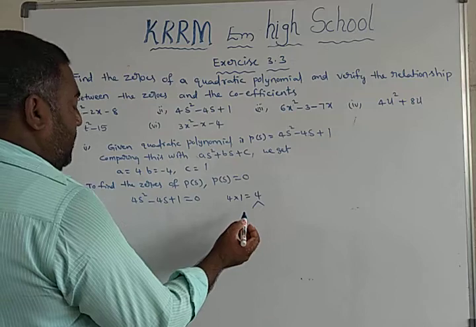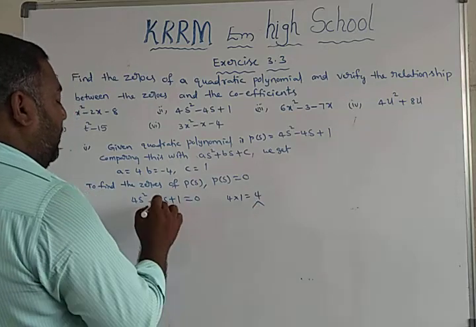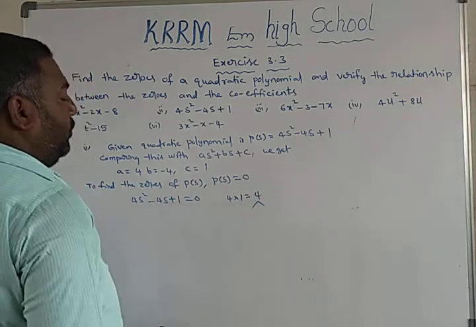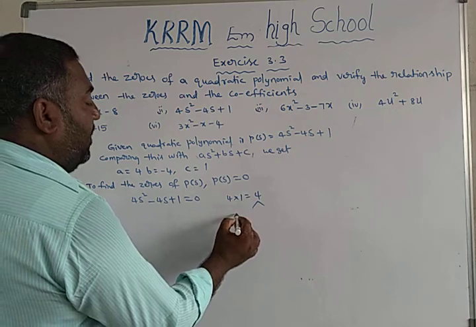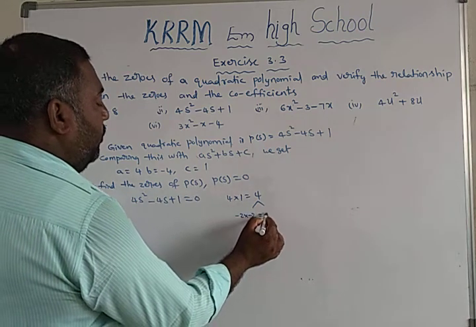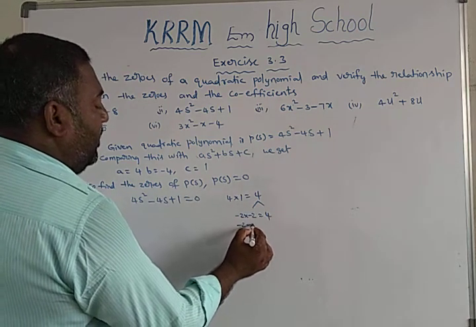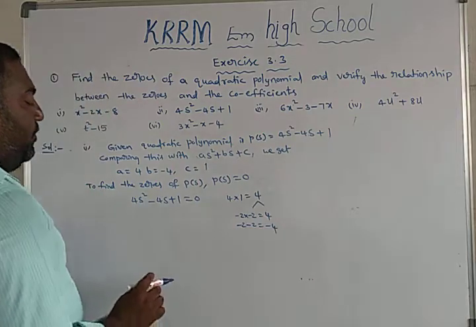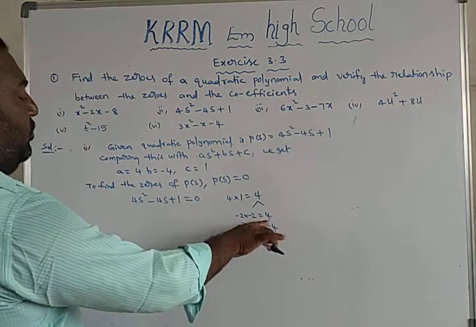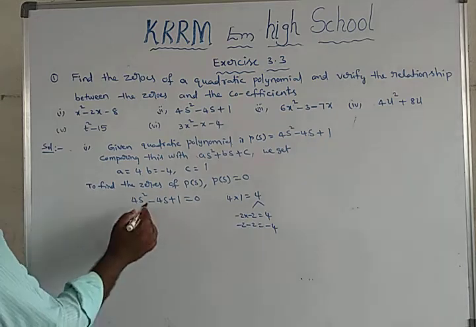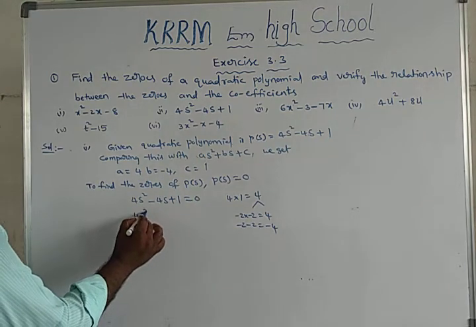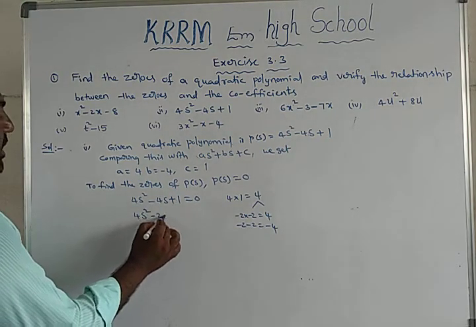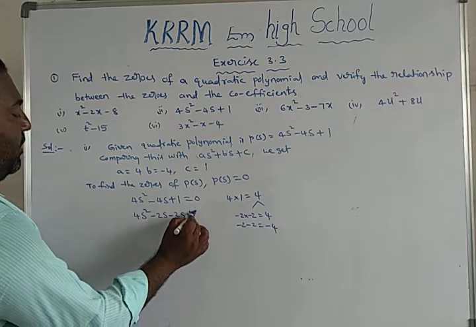How to take? Product is positive and middle term is negative, so we take both factors negative. The factors of 4 are minus 2 into minus 2, which is equal to plus 4, and minus 2 minus 2 is equal to minus 4. So their product is positive, their sum is negative. So by splitting this middle term, 4s square minus 2s minus 2s plus 1 is equal to 0.